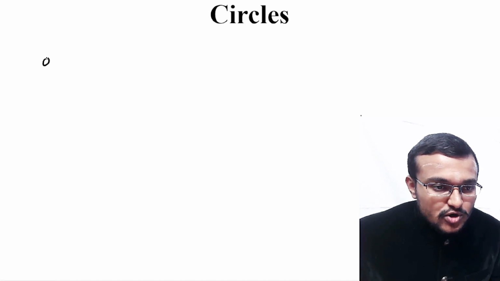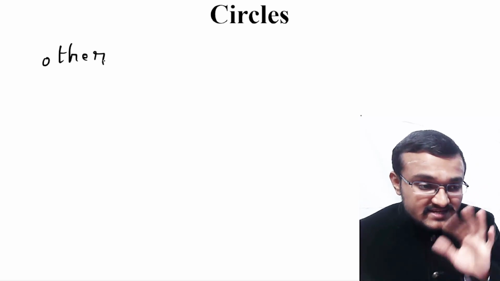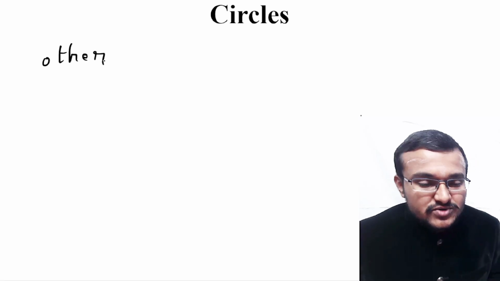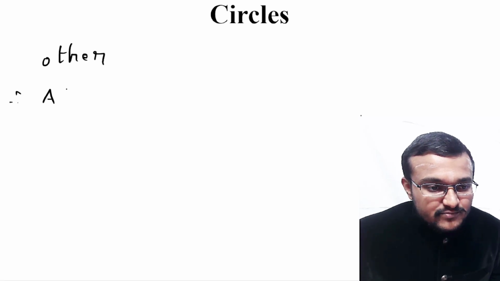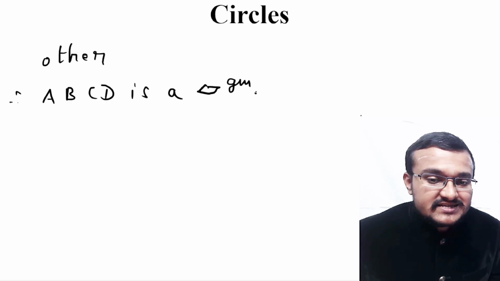Now we have proved opposite sides are parallel to each other. Now we have to prove that the angles are equal to 90 degrees. All the angles in this quadrilateral should be equal to 90 degrees. So we have proved that ABCD is a parallelogram.